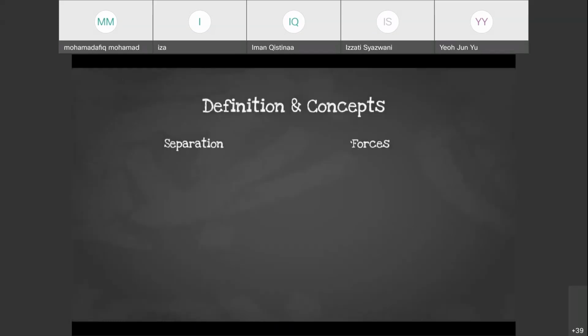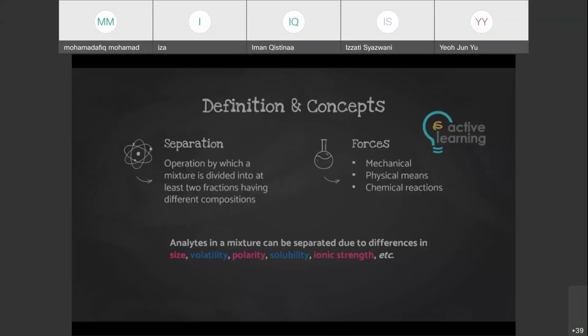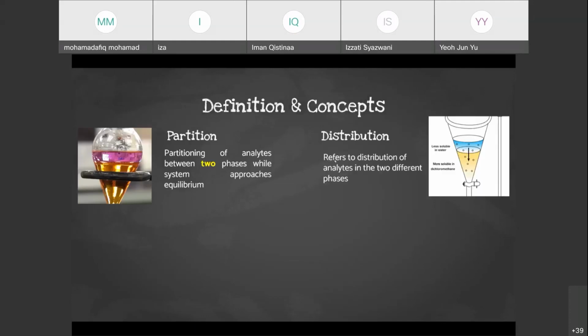So the next one is the definition and concepts again. Why is it repeated? Sorry. Still under definition and concepts. Partitioning of the light between two phases while the system approaches the equilibrium. So we have at least two phases. Not necessarily only two phases, but the simple way is between two phases, or between multiple phases, also no problem. That is for partition.